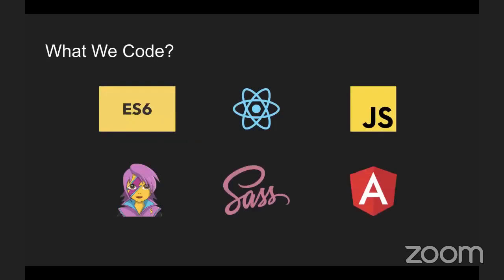So these are some of the things which we usually use in code: ES6, React, JSX, Emotion, Sass, Angular, a lot of things. We use Vue and all. I didn't add too many, but yeah. These are a few things which we code. These help us in making our code much easier, and more developer friendly, right?